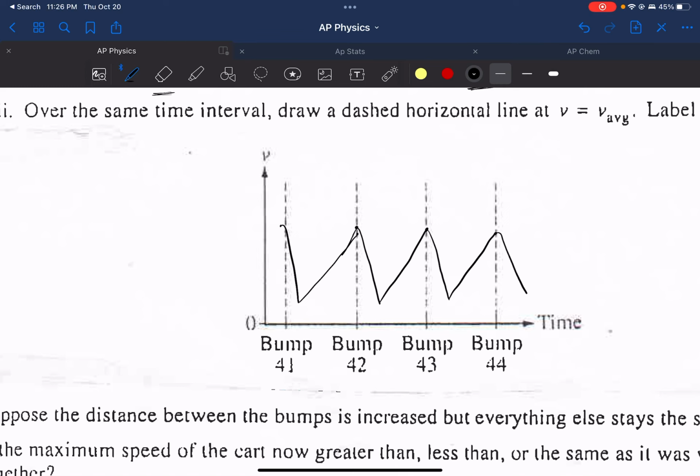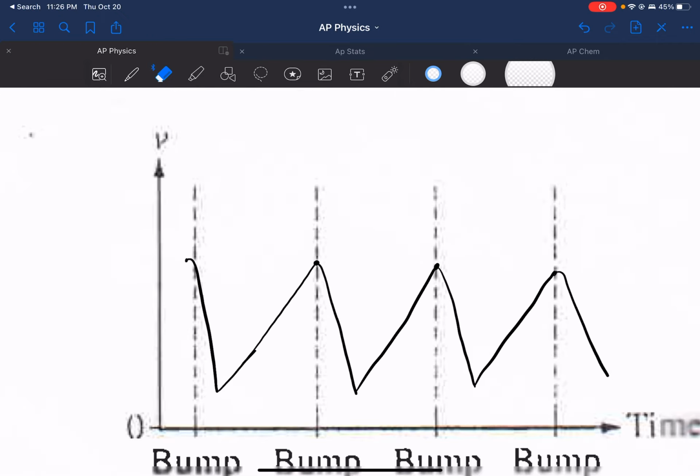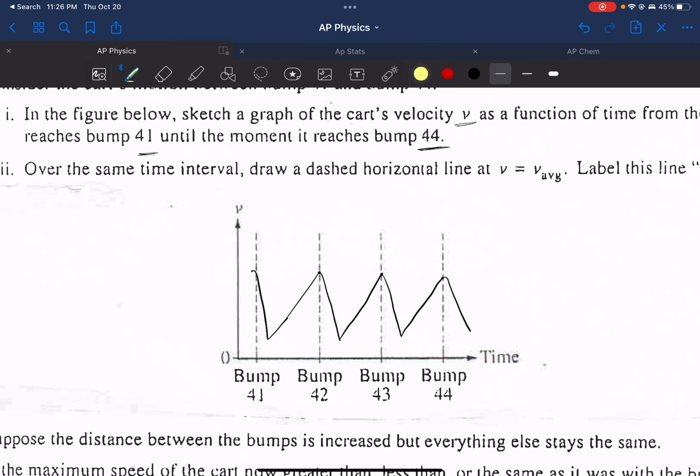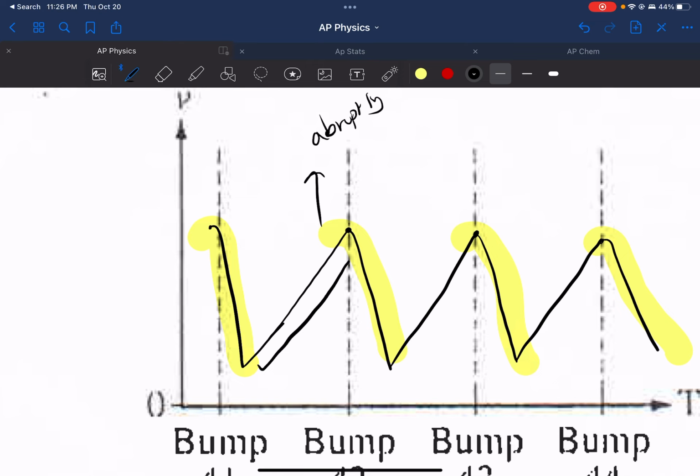So this should be up here because I am trying to draw to scale. Obviously it's not going to be exact, but the people that are grading this need to understand that you have an idea of what's going on. So this is sort of an idea of what the graph would look like. Everything here, this is abrupt deceleration. This is when they're hitting the bumps. You could specify to show that you know what you're doing by just going abrupt. Okay, and this is your constant velocity here with no increase.